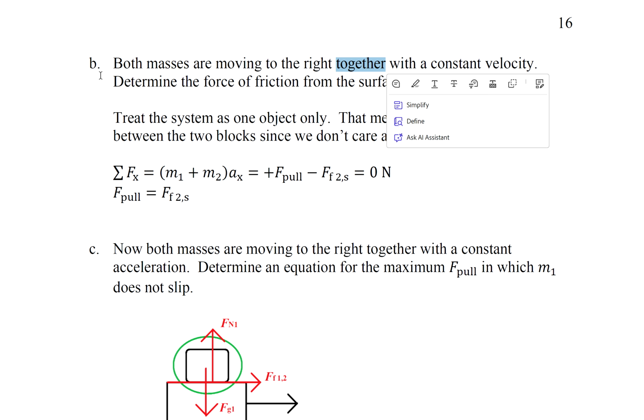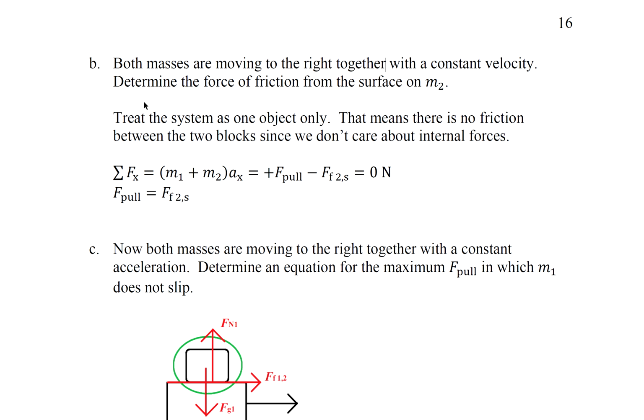How do you spell together? To get her. Isn't that cute? So that's why M is equal to M1 plus M2. So force of friction is equal to force of pull.